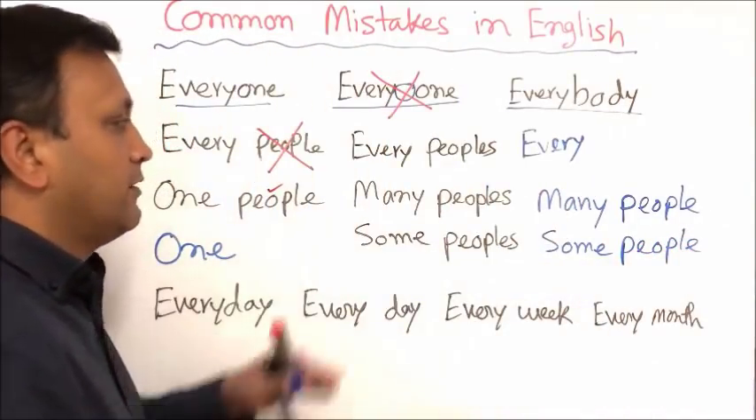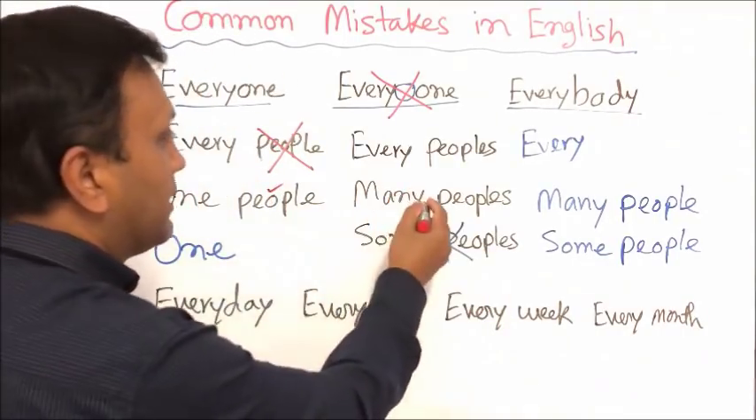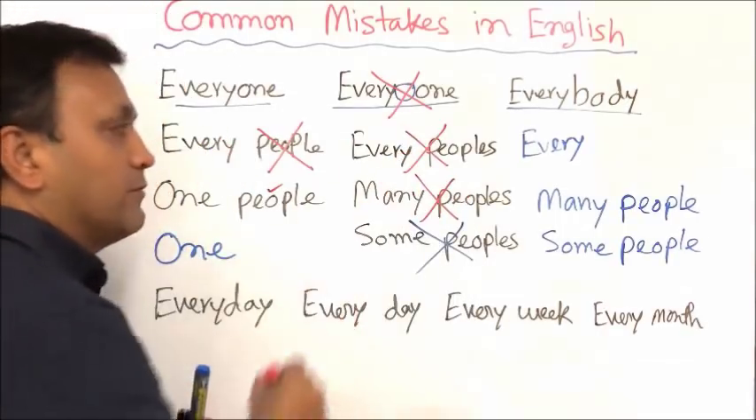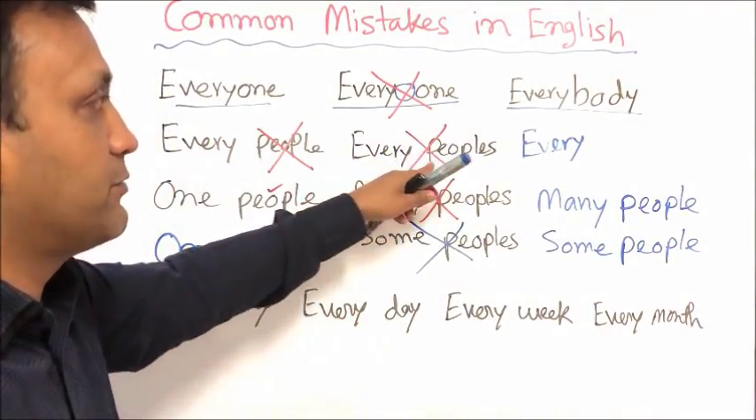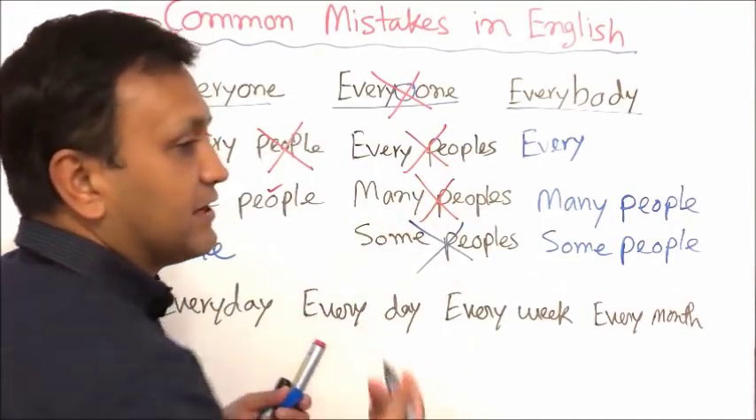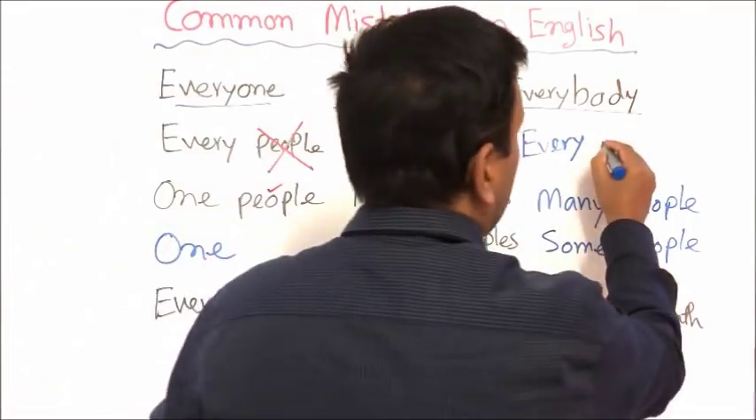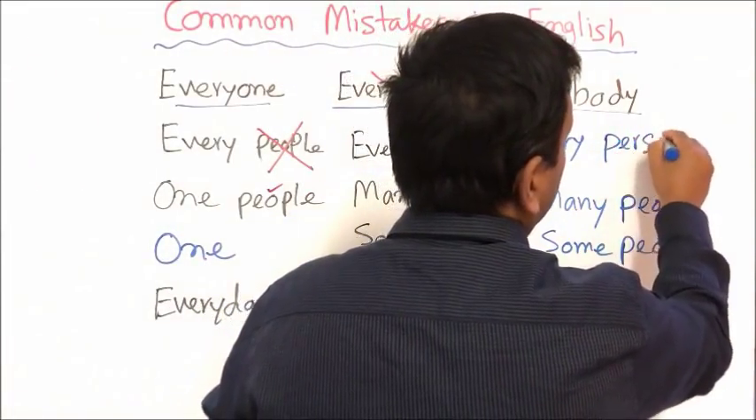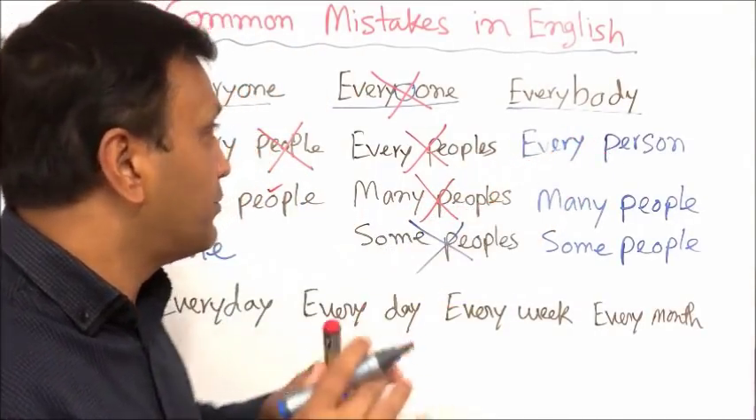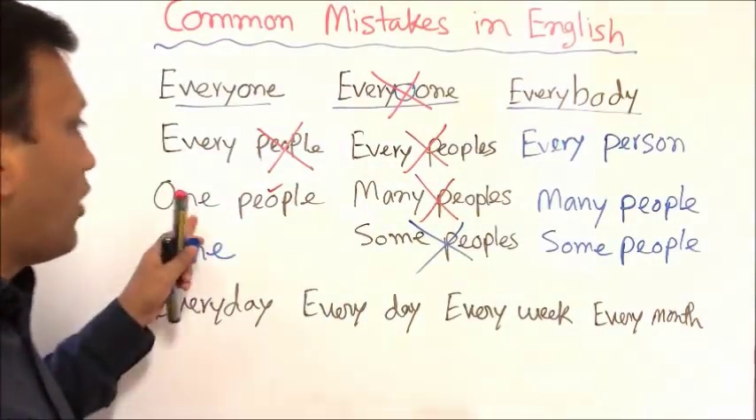That's it. That means some peoples here, that's also wrong. Then many peoples, that's also wrong. Every peoples, that's super wrong. It cannot happen because every, we have to say what? So if it's every, what is the singular form of people? That's person. So I have to say every person. So you cannot say every people or even every peoples. So all are wrong.